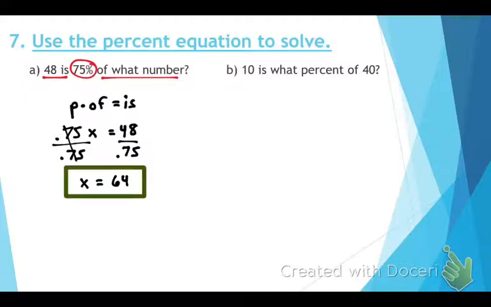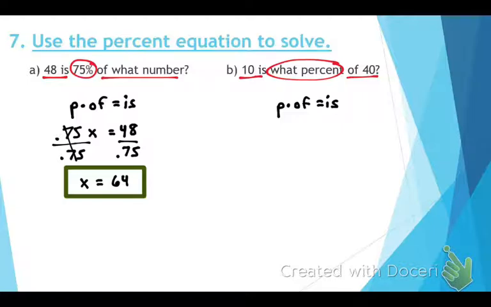All right, I want you guys to do problem B with your partner. Okay, just make sure you start off with your formula, P times of equals is, and then underline and circle that original problem, which helps you identify the P, the of, and the is.